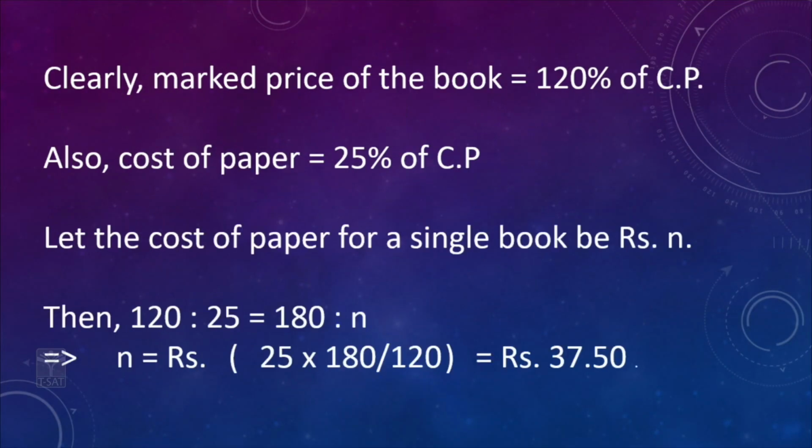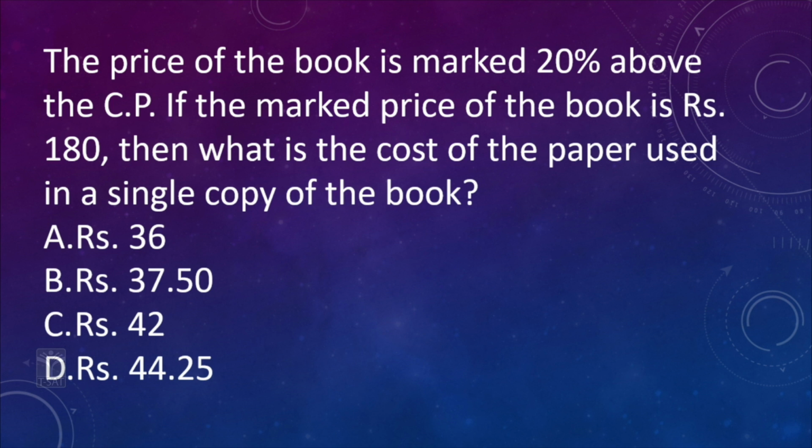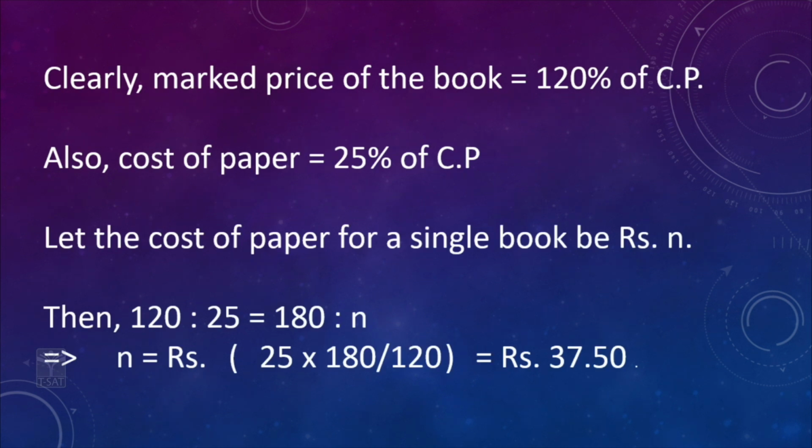But now clearly, what is the marked price of the book? What is the given information? 20% above the cost price, means simply the price is given as 120%. And also the cost of the paper, what is the cost of the paper? It is 25% of the cost price. So, you have to calculate what is 25% of the cost. Let the cost of the paper for a single book be n, because we have to calculate for a single book. So, this is very important.